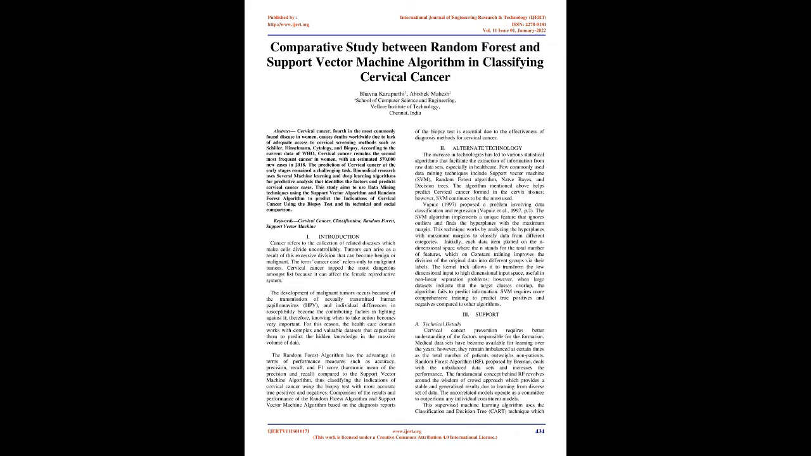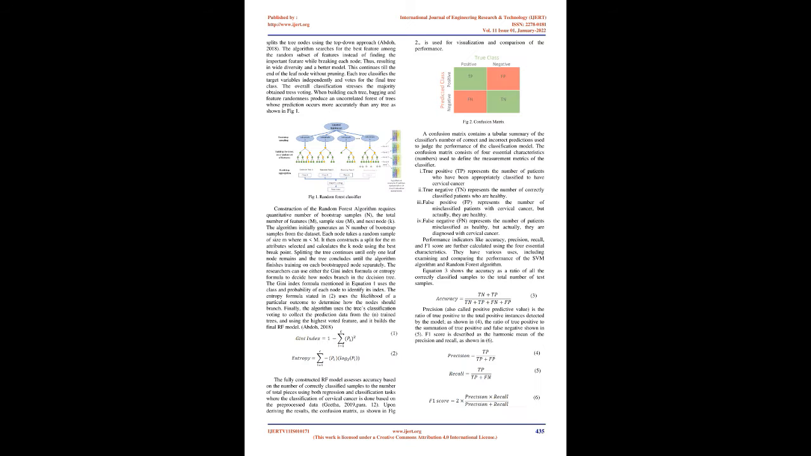The kernel trick allows it to transform the low-dimensional input to high-dimensional input space, useful in nonlinear separation problems. However, when large datasets indicate that the target classes overlap, the algorithm fails to predict information. SVM requires more comprehensive training to predict true positives and negatives compared to other algorithms.